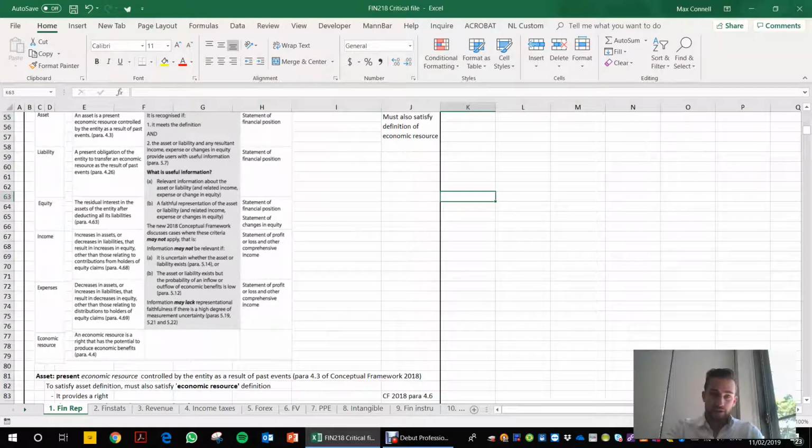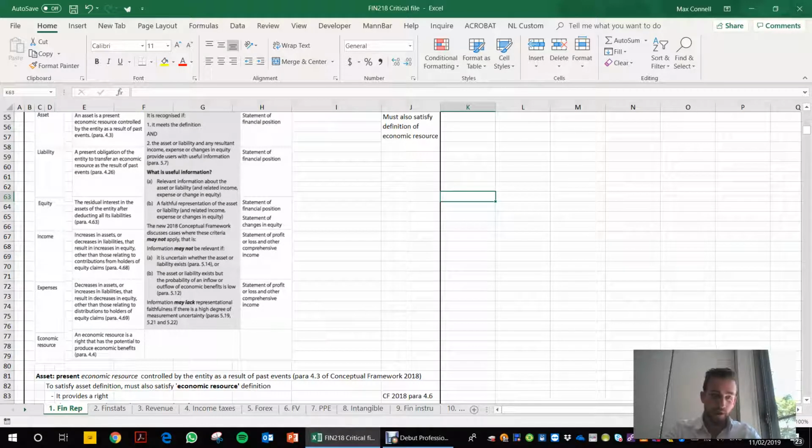A liability is a present obligation of the entity to transfer an economic resource as a result of past events. So it's a present obligation, not a past obligation. To transfer an economic resource, for example cash, or it could be a reduction in liability or anything which may generate future economic benefits as a result of past events. Again, it might have been due to a previous lawsuit which has resulted in a contingent liability to pay out that cash.